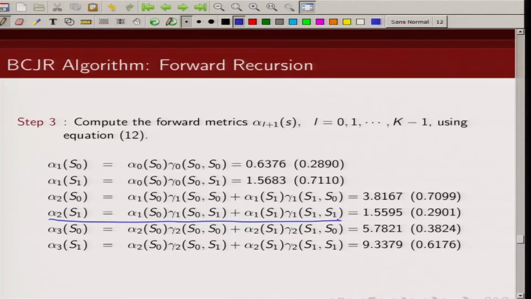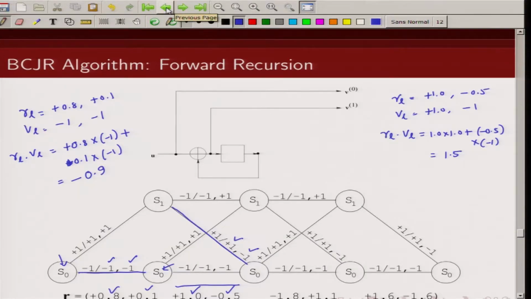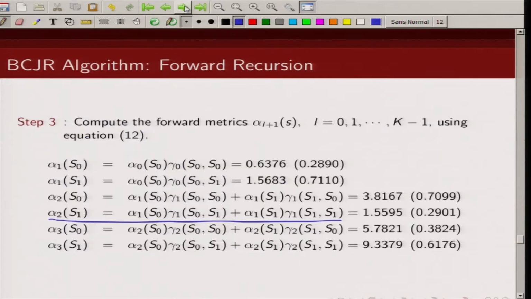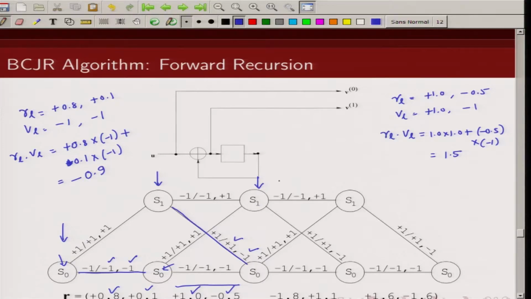alpha 2 at state S1. So, alpha 2 will correspond to, so this is alpha at 0, alpha at 1. So, this is alpha at 2. So, we are interested to calculate alpha 2 at state S1. So, we are interested to calculate the alpha value here. Now, what are the transitions that are ending at this state? One is this, another is this.